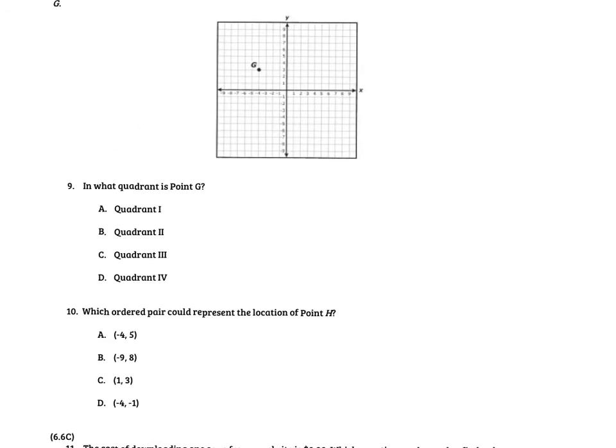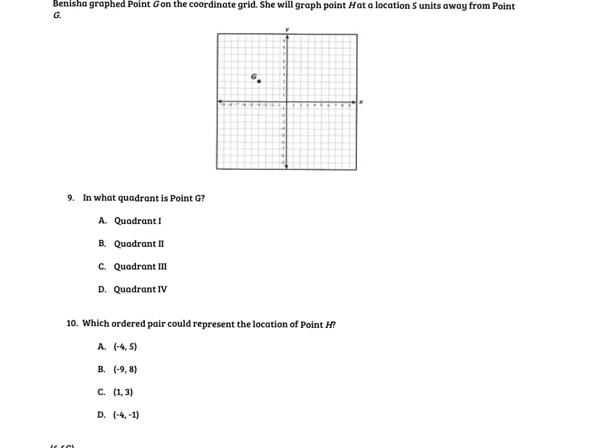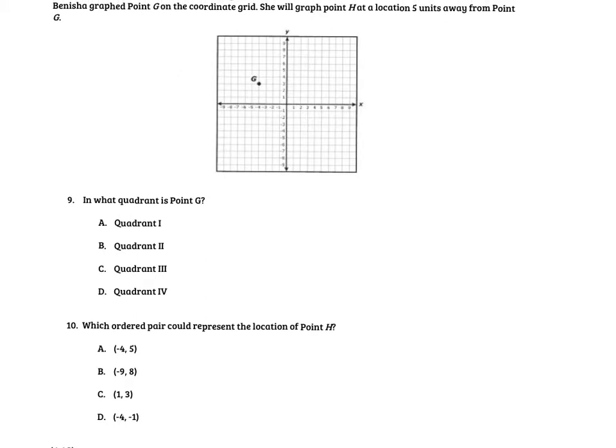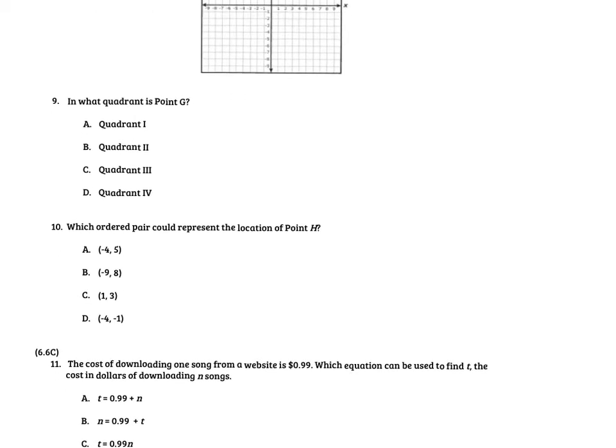Number 10. Which ordered pair could represent the location of point H? A, negative 4, 5. B, negative 9, 8. C, 1, 3. D, negative 4, negative 1.